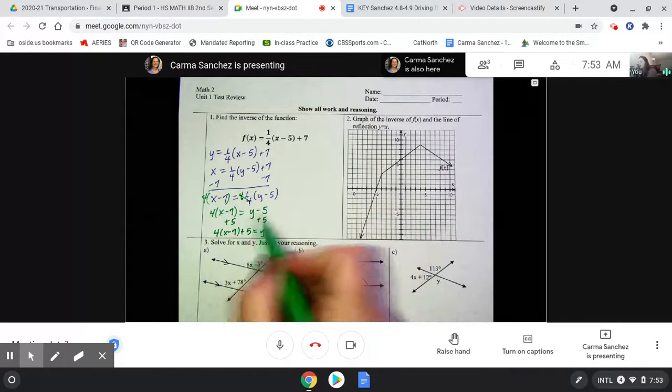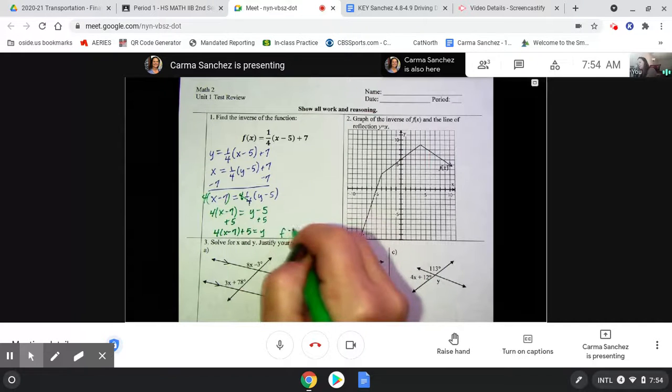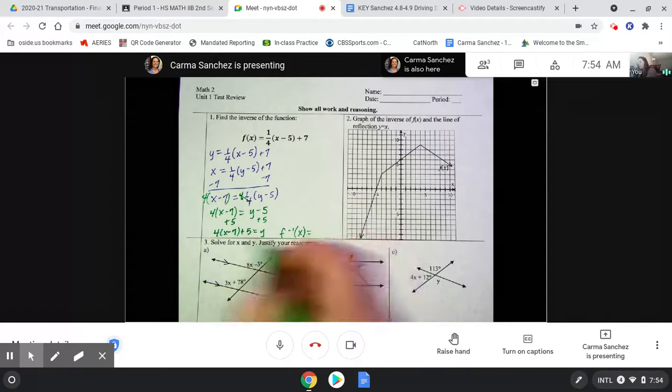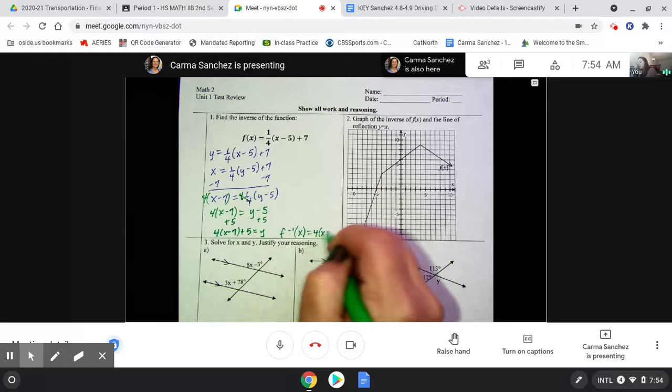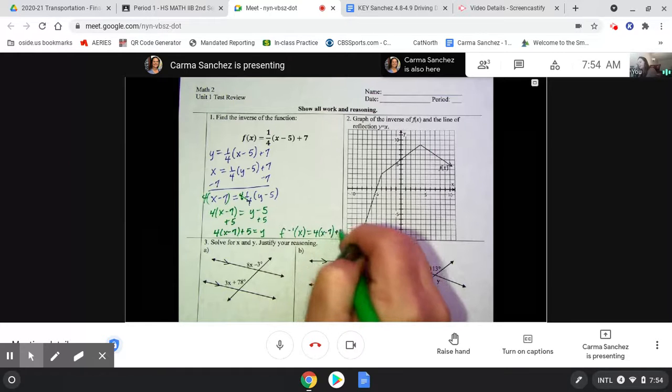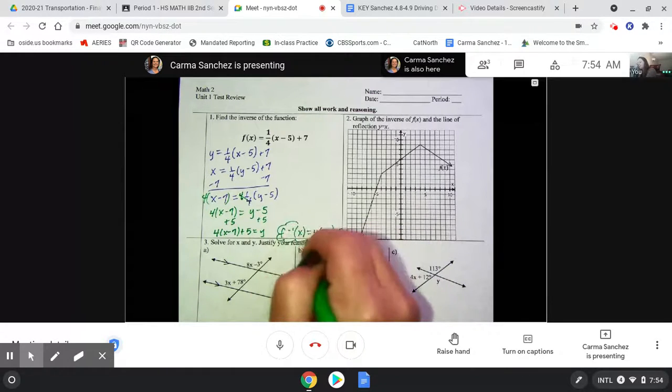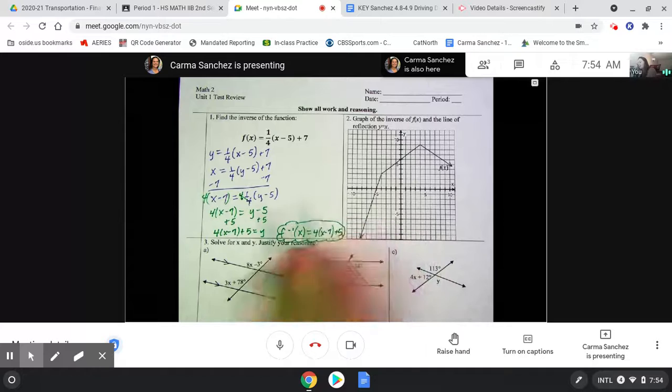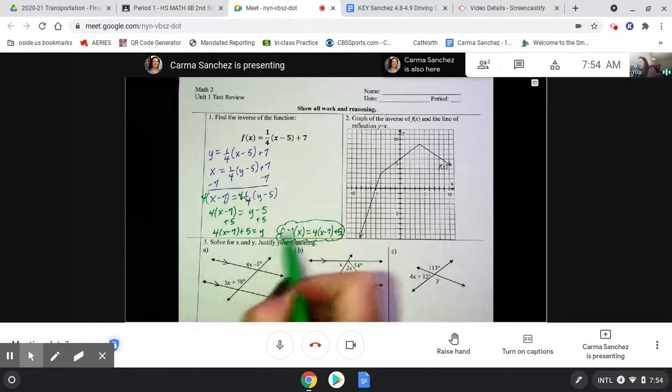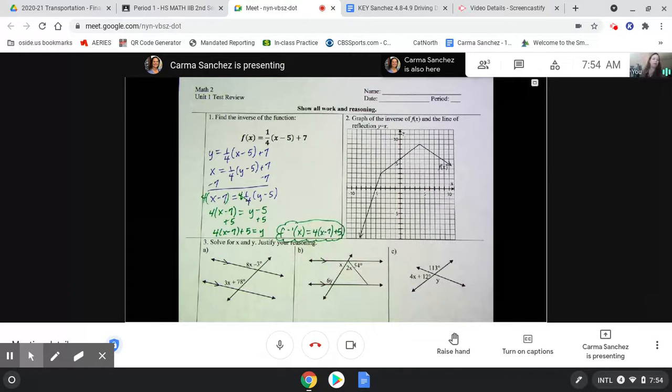So my inverse function is f of negative 1 of x is equal to 4 times the quantity x minus 7 plus 5. Notice that I changed the y into an f of negative 1 of x while I was switching this around. Now, what if you want to use the table method? Let's go take a peek at that.